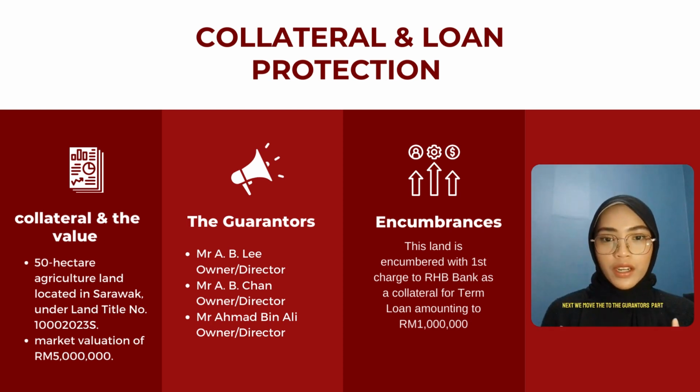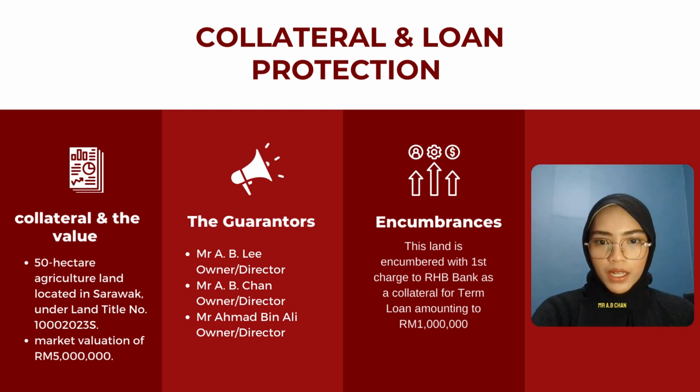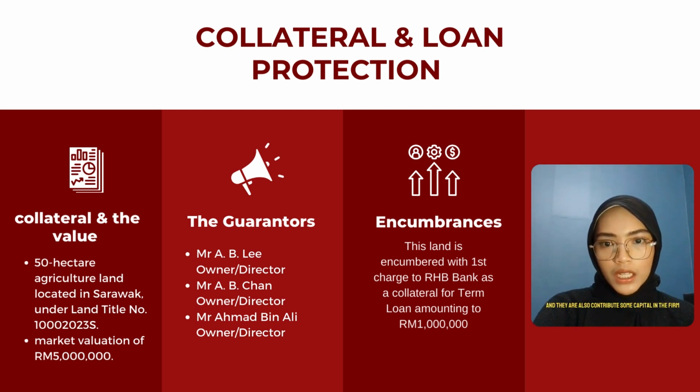Next, we will move to the guarantors part. As we can see, the guarantors of this firm are Mr. A. Billy, Mr. A. Bichan and Mr. Ahmad bin Ali. They are owners and directors of the firm. They are guarantors who have the ability to guarantee if the land is not able to cover the loan. So they will face the consequences, referring to their job position. All of them are important persons in the company, and they also contribute some capital in the firm.